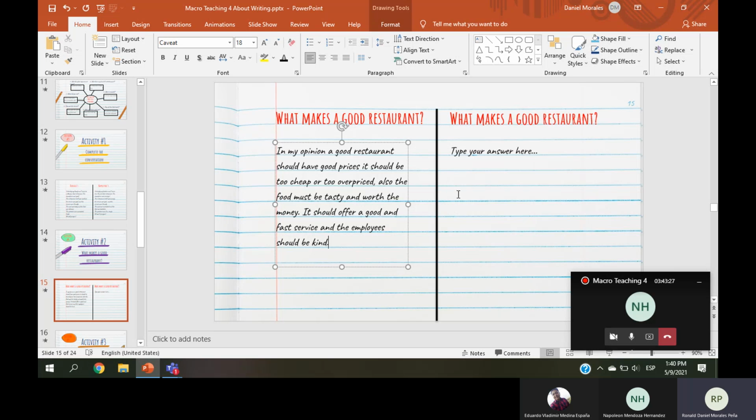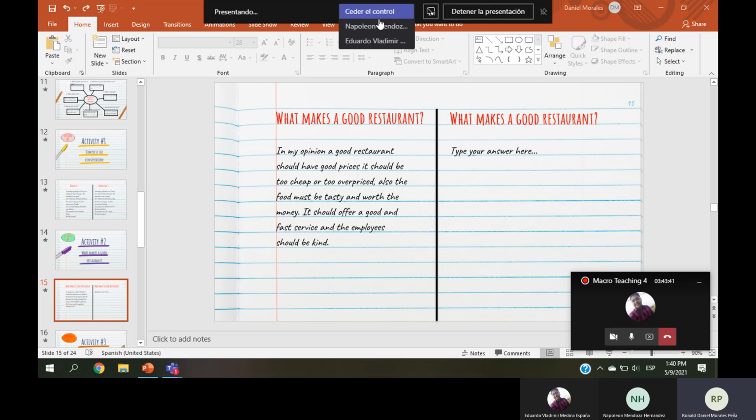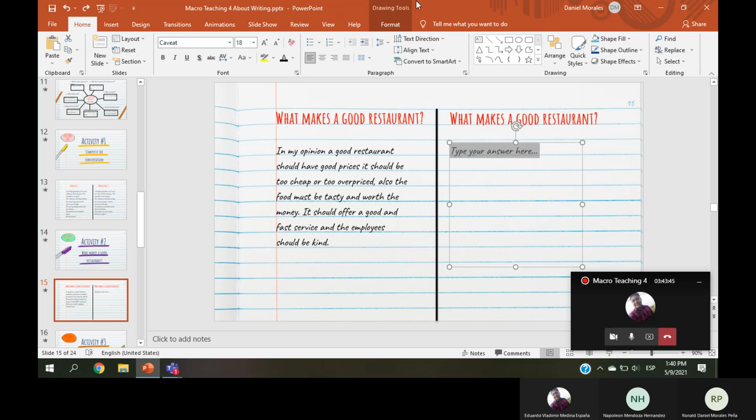Yes, and I agree with you because I think it is important that restaurants make sure that people have good service. If the restaurant in general has good service, people are going to recommend this place and they are going to want to go back. Okay, it's good.